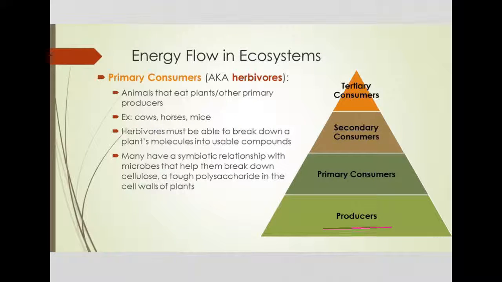So we already talked about producers. Primary consumers, also called herbivores, are animals that eat plants and whatever other primary producers you have. Some examples here are cows, horses, and mice. Herbivores must be able to break down a plant's molecules into usable compounds, or else they wouldn't really be good herbivores, would they? Many primary consumers have a symbiotic relationship with microbes that help them break down cellulose, which is the tough polysaccharide in the cell walls of plants.